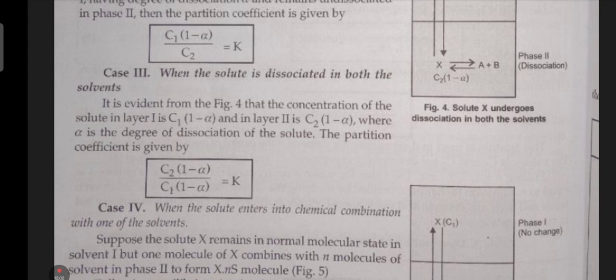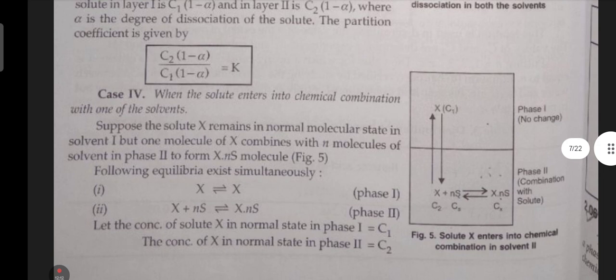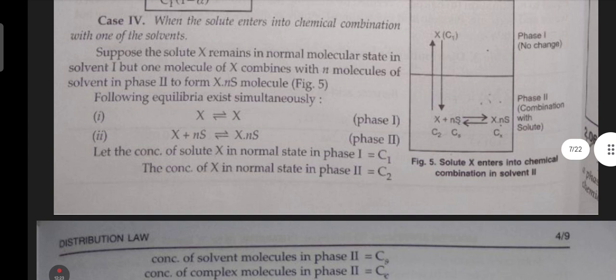The partition coefficient is given by C2 upon (1 minus alpha) upon C1 into (1 minus alpha) is equal to K. Now we will discuss case 4, when the solute enters into chemical combination with one of the solvents. Suppose the solute X remains in normal molecular state in solvent 1, but one molecule of X combines with n molecules of the solvent in phase 2 to form X and S molecules.